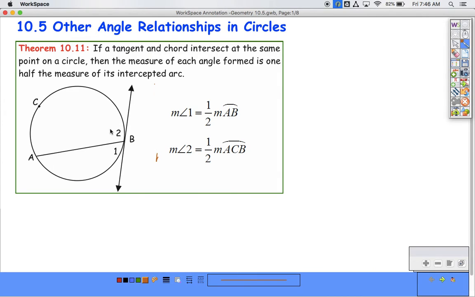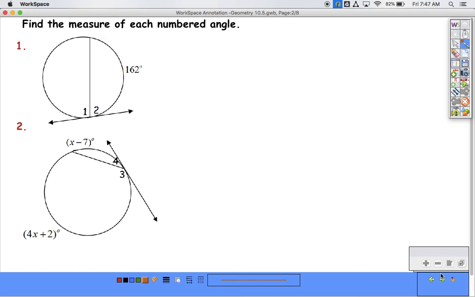Whereas angle 2 is going to be half of arc ACB. So in other words, if arc AB were, say, 100, that would make angle 1 50 degrees. If you need to copy this down, feel free to pause it. So if we look at these examples, here we got a tangent. Got angles 1 and 2.